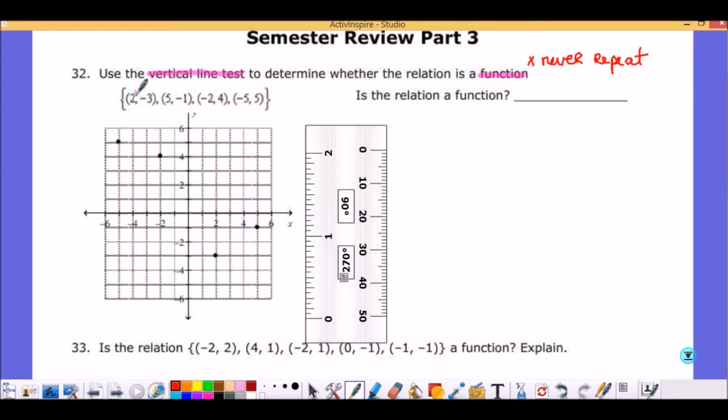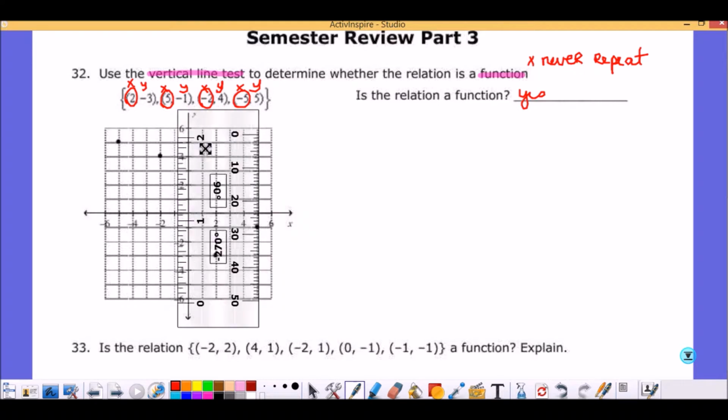So if you notice here, here's my x, here's my y, and in order to see if it is a function or not, it can only have one x value for every dot. So in this case, this is a function. So now let's take a look at the next example.